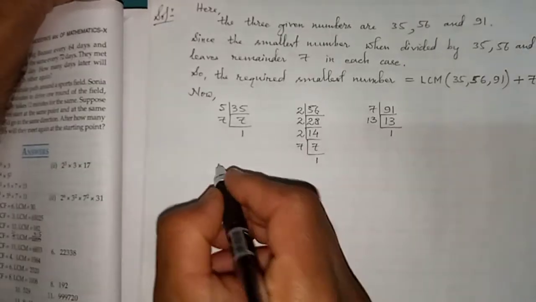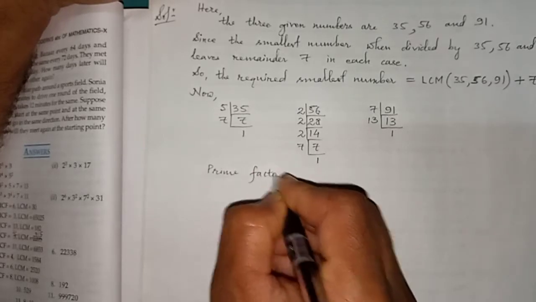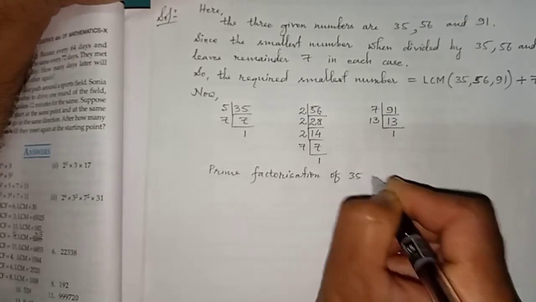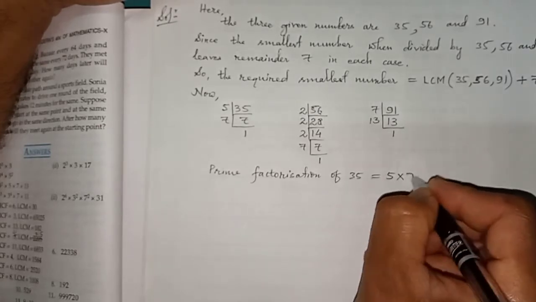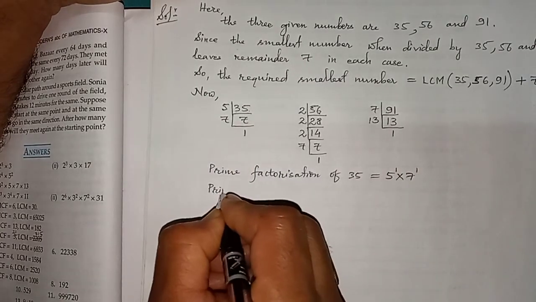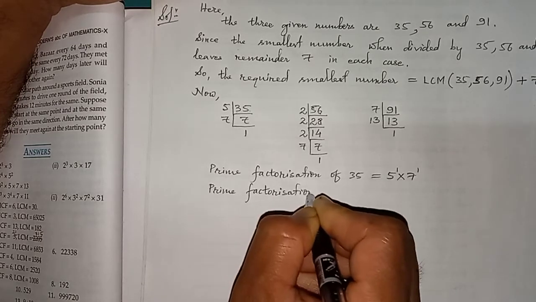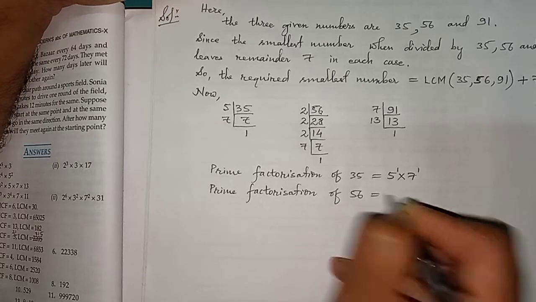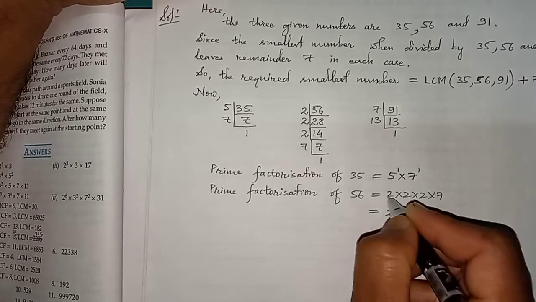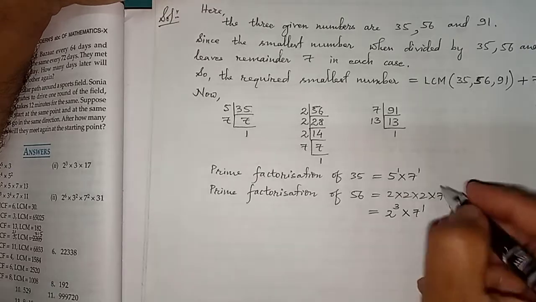Okay. So now we'll write prime factorization of 35, which is equal to 5 into 7. See, and only one time, power 1. Now we'll write prime factorization of 56. So 56 we got 2 into 2 into 2 into 7, which gives us 2 three times, so 2 cube into 7 only 1 time, 7 power 1. Okay, clear? So this is prime factorization.